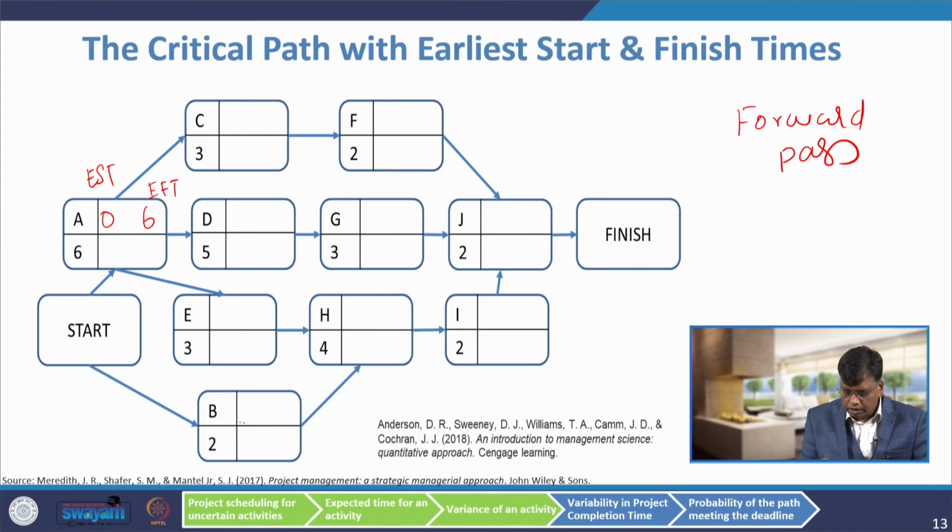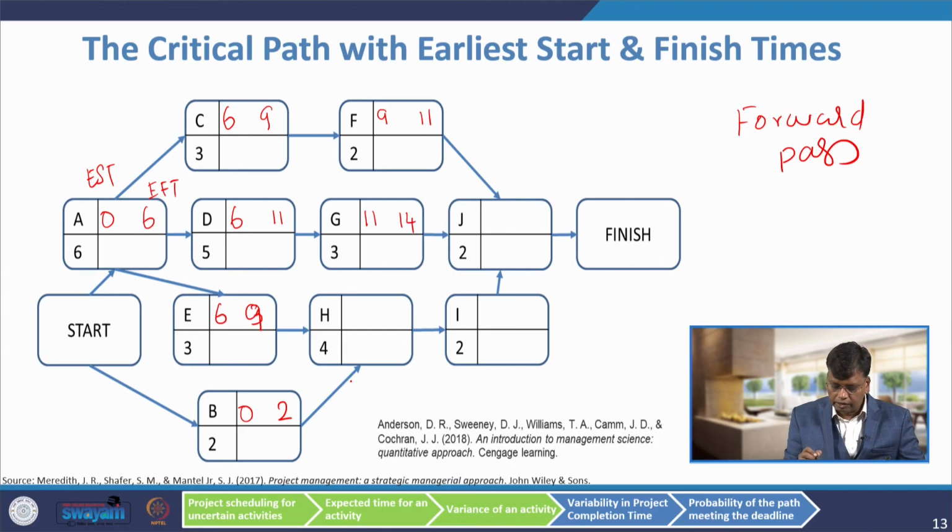Similarly, for activity B, there is no preceding activity. So, it will start with 0, so it will be 2. For activity E, it will start with 6, because the earliest finishing time of activity A is 6. So, 6 plus 3, 9. For activity D, you start with 6, 6 plus 5, 11. For activity C, it will start on 6, 6 plus 3, 9. Then activity F, it starts with 9, 9 plus 2, 11. For activity G, earliest starting time 11, 11 plus 3, 14.